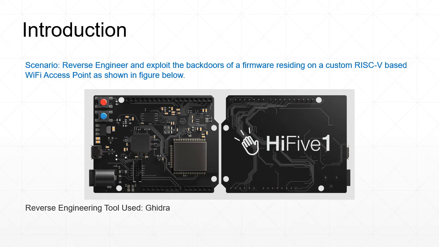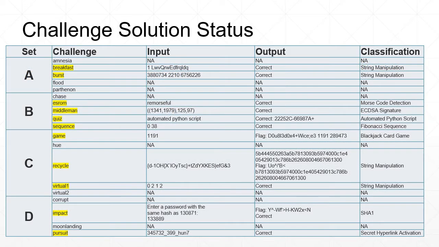In this year's CSAW Embedded Security Challenge, we were given a task to reverse engineer or exploit the backdoors of a firmware residing on a custom RISC-V based Wi-Fi access point, as shown in the figure. We used a reverse engineering tool known as Ghidra. Out of the 19 challenges this year, we were able to solve 11 of them.